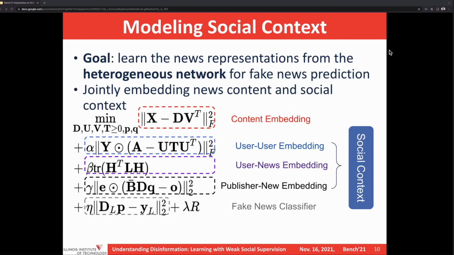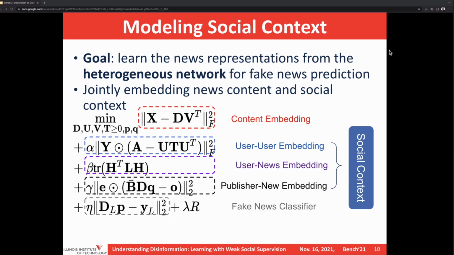So the goal of this work is really to try to learn the news representation from this heterogeneous network for fake news prediction. So we actually propose a joint modeling approach to embed news content and social context with this non-negative matrix factorization approach. I will not go through the details, but mainly this approach consists of the following components.